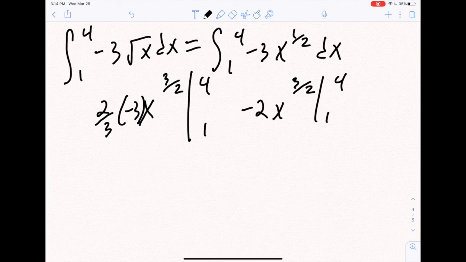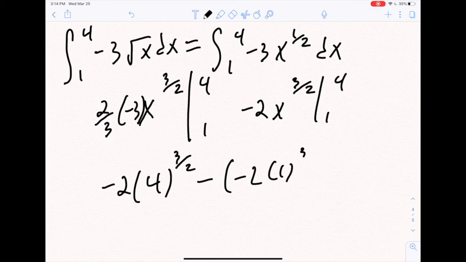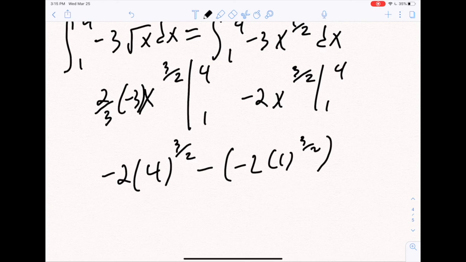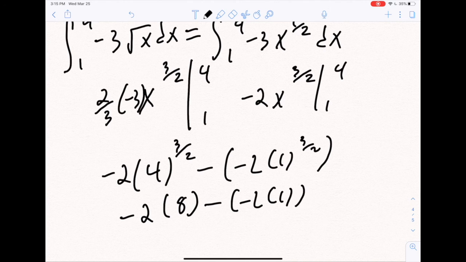Now if you plug in 4 and 1, we get minus 2 times 4 to the 3/2 power, minus -2 times 1 to the 3/2 power, which simplifies down to be minus 2 times 8, minus -2 times 1. And so we get minus 16 plus 2 equals minus 14.